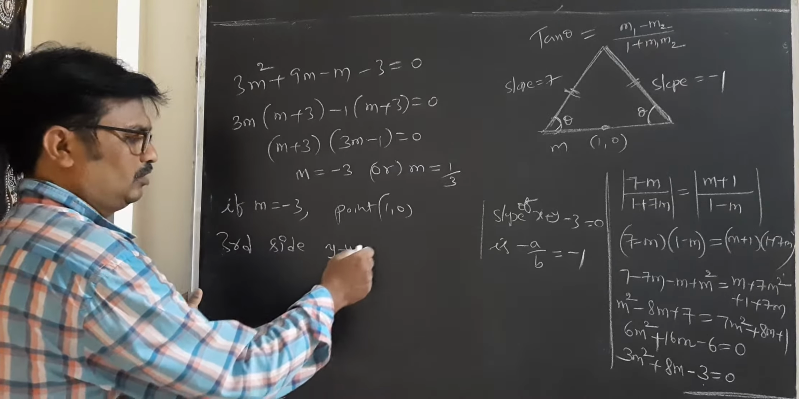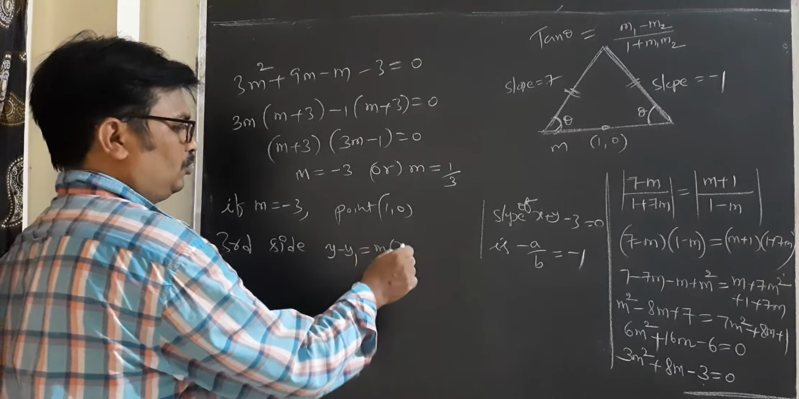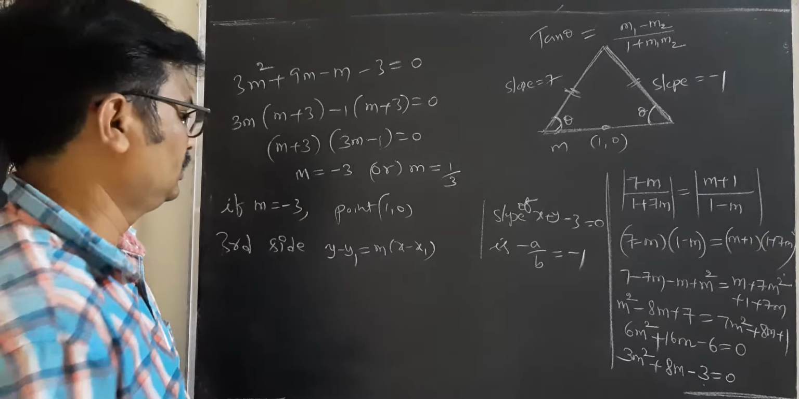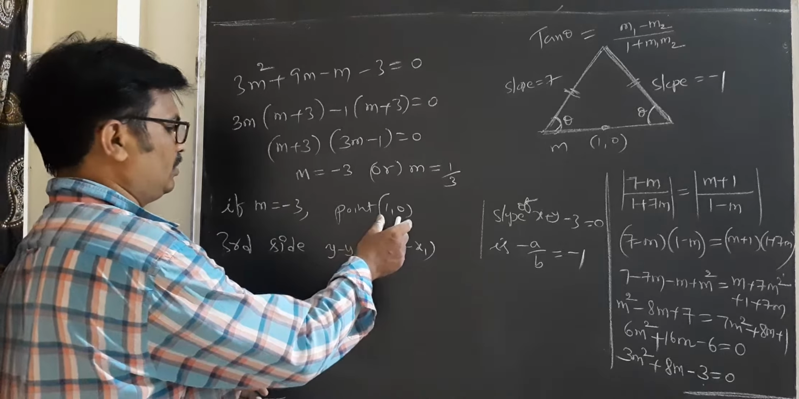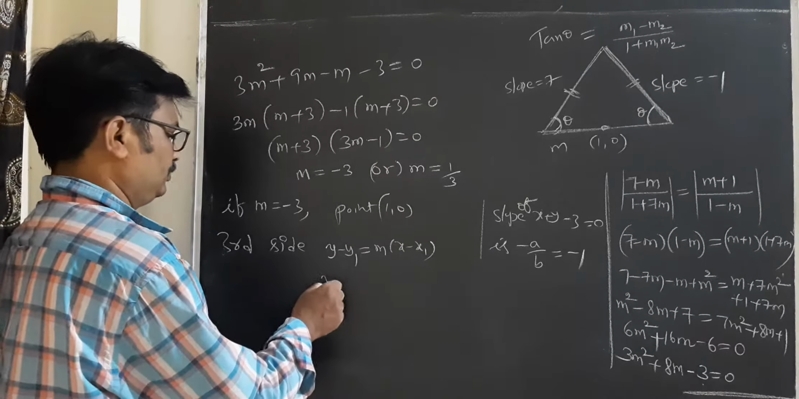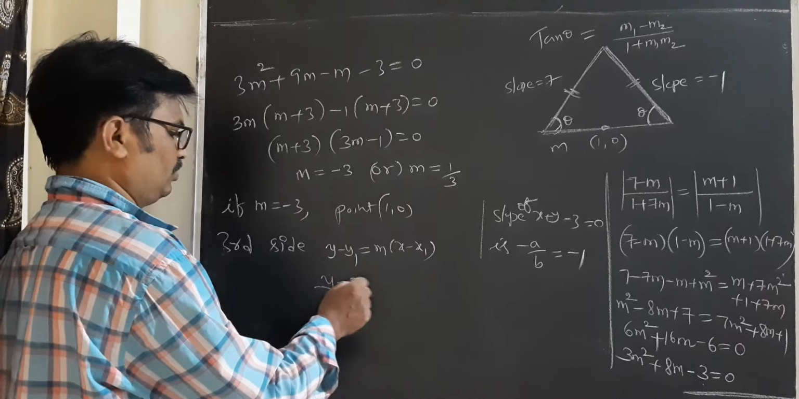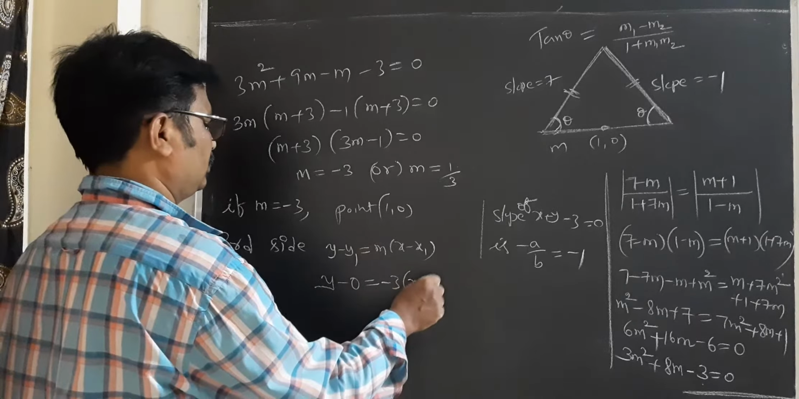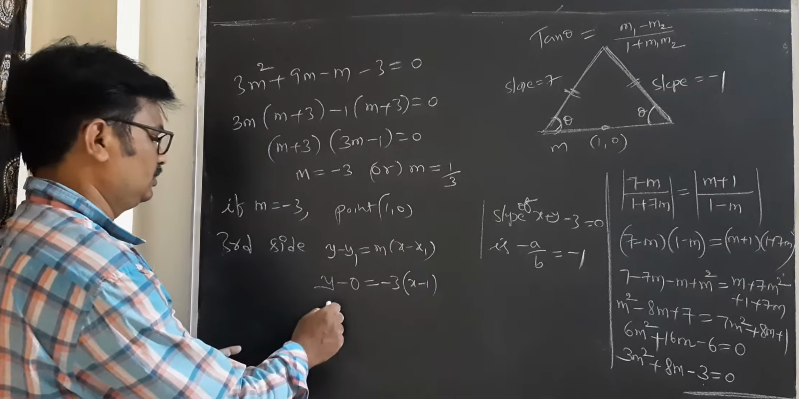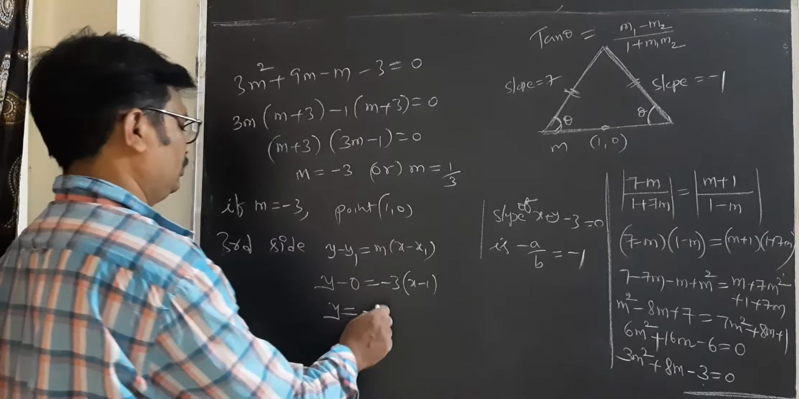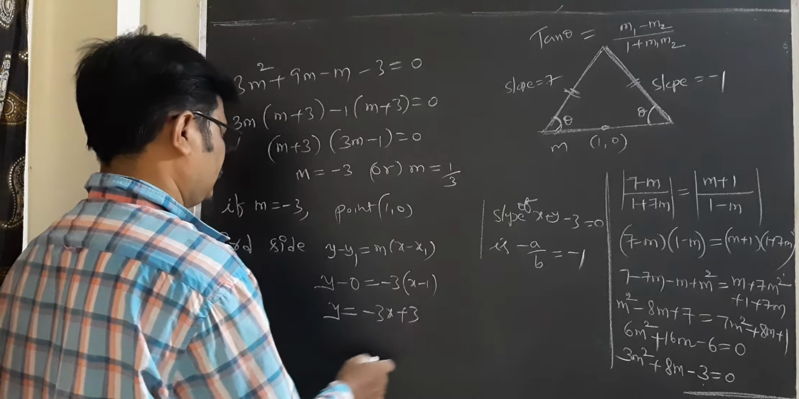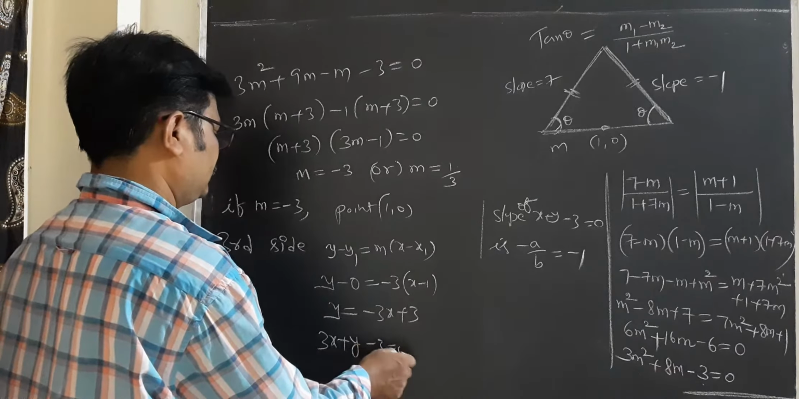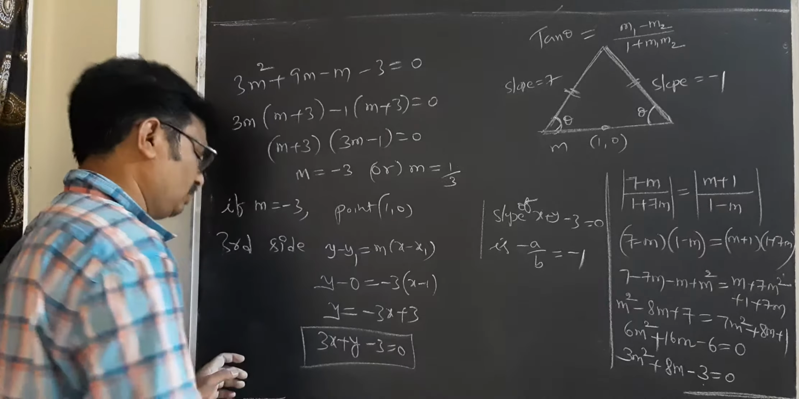Now the equation of the third side: we know that y − y1 = m(x − x1). This is the slope point form. Here the point is (1, 0) and the slope is −3. So y − 0 = −3(x − 1). This is, students, y = −3x + 3, that is 3x + y − 3 = 0. This is the first line.